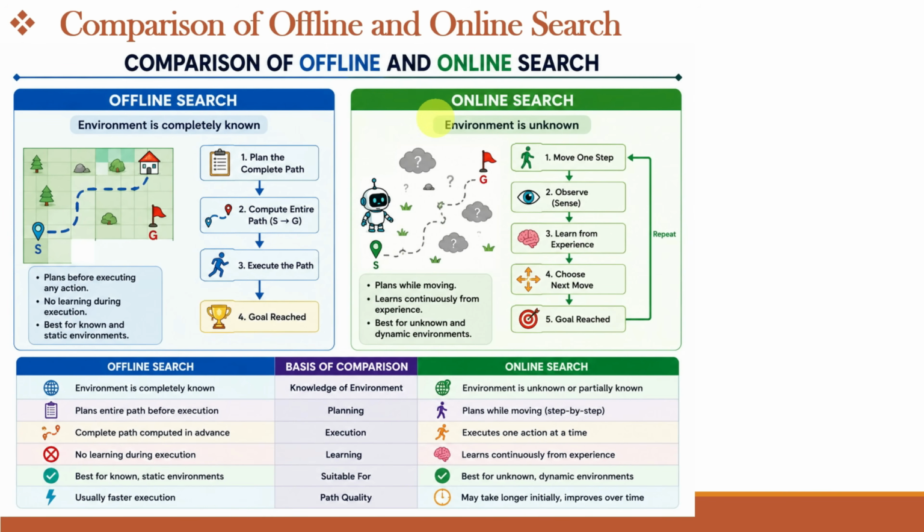Comparing offline search and online search. For the offline search, the environment is completely known before the search begins. The agent first plans the complete path from the start to the goal. Only after the planning is complete, it executes the solution.